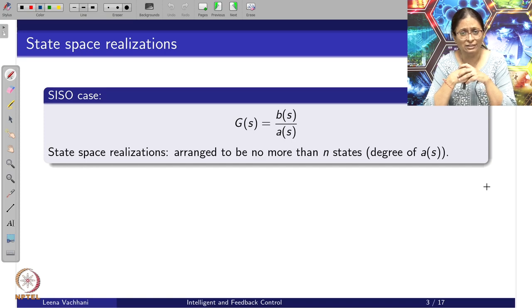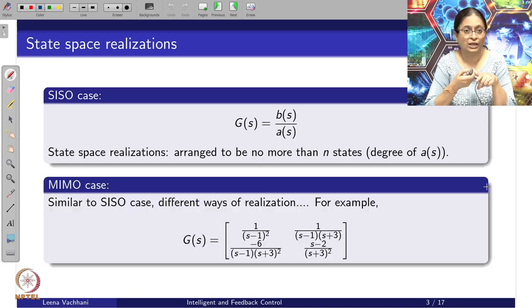For the state space realization, we can arrange no more than n states, which is nothing but the degree of the characteristic equation, or the denominator of the transfer function G(s), given by a(s) over here. Now, similar to the SISO case, there are different ways of realization. For example, consider the transfer function G(s), which represents a two-input two-output system here, because this is the matrix form of the transfer function. If I consider the first input and the first output, then it's a second-order system because my characteristic equation is given by this.